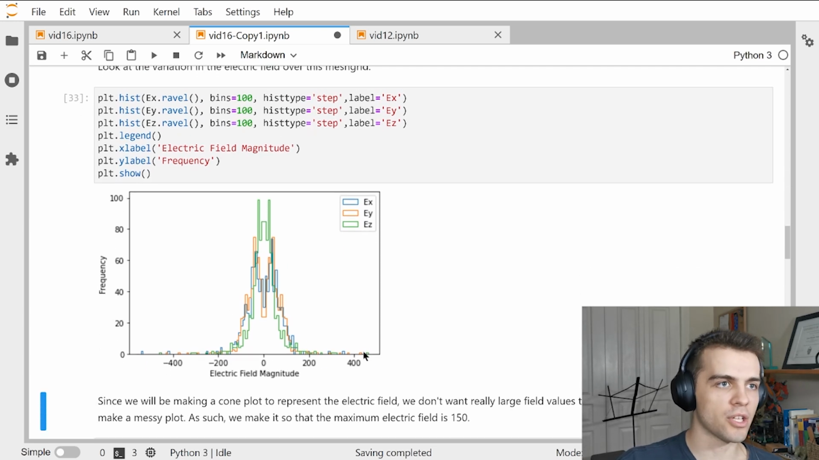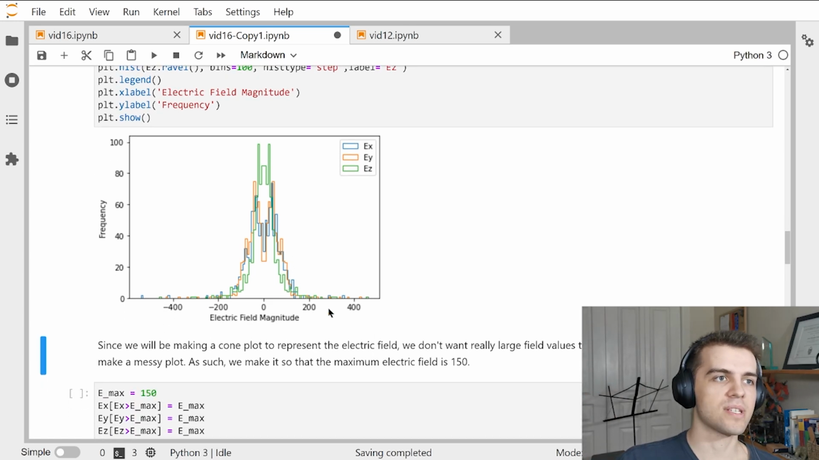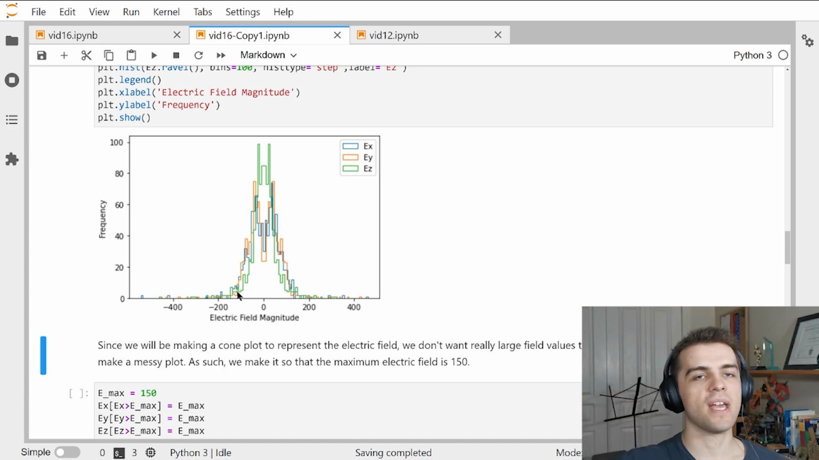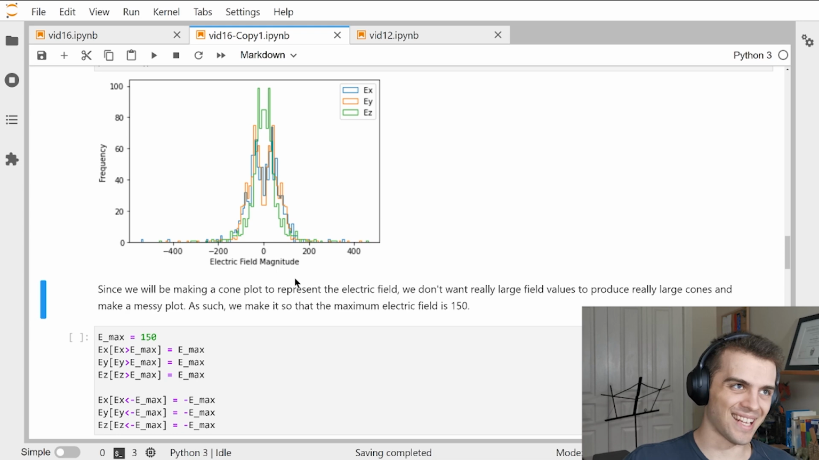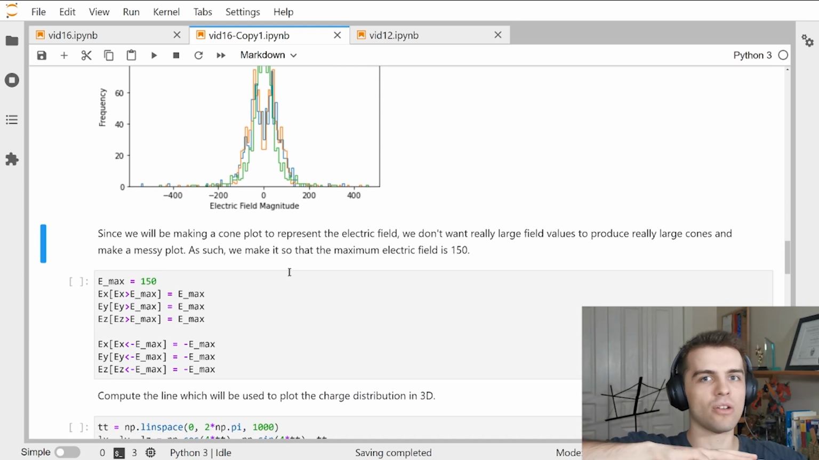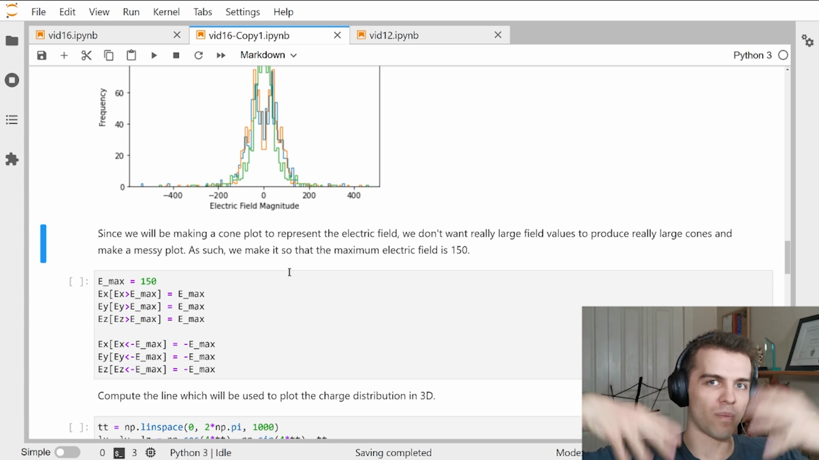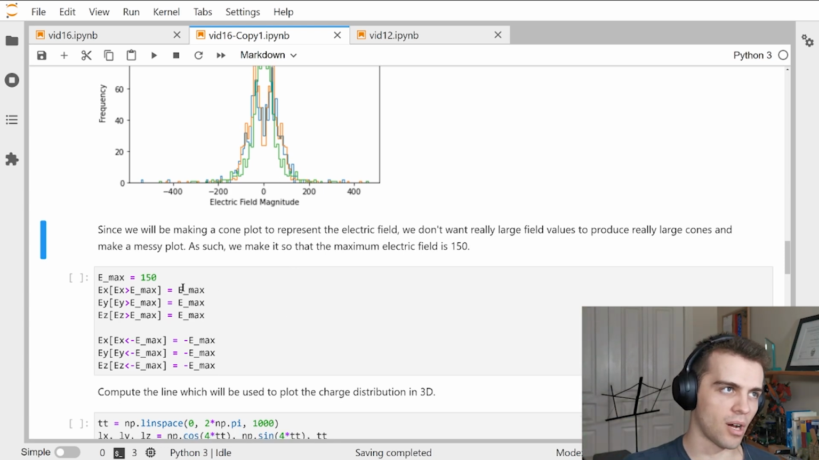And so when you're making a plot, you don't want really large arrows. So what we do is we make a cutoff. We say, I don't want really large field values, so I'm going to make a cutoff at 150. And everything that's larger than 150 is going to be set equal to 150 so that we don't get these really large arrows on the plot that make it look unaesthetic. That way, we still get a sense of the geometry of the electric field, but we don't have any gross looking things on the plot.